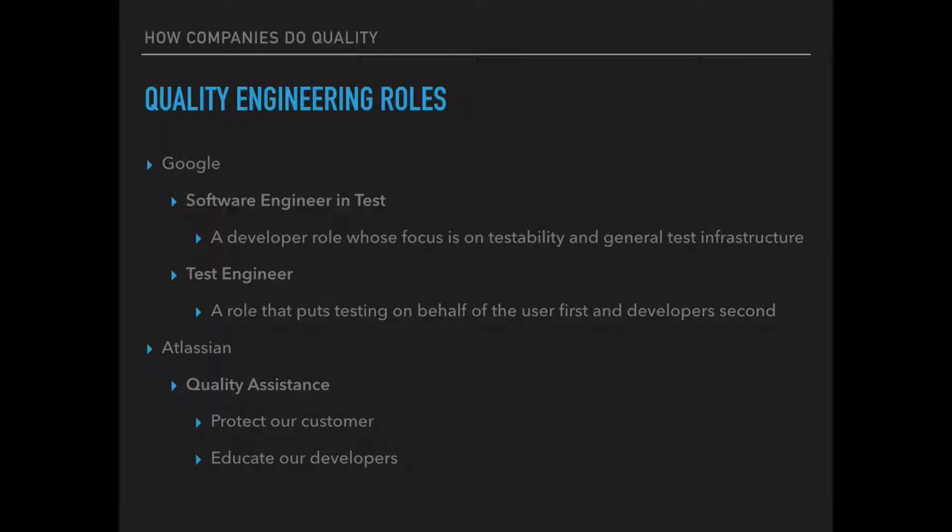The other thing I think is really interesting was Atlassian. They call their team members quality assistants. It's an interesting title, and their role is to protect the customer and to educate the developers. I thought quality assistance instead of assurance is really interesting, because they're really there to help the developers build in quality, not to take that role.